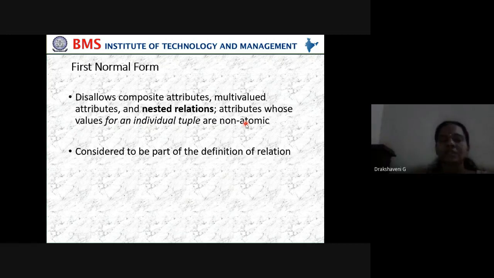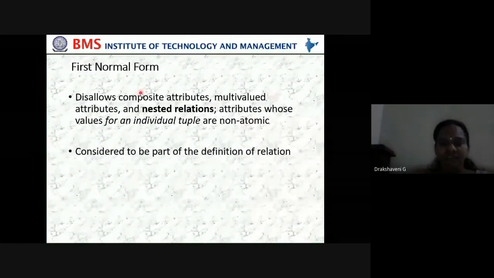Suppose your name. How do we write your name? I may write first name, middle name, last name. So this we have called a composite attribute. I cannot write all these like this, but I can split them: first name, middle name, last name. So that's what is in first normal form. This should not be there.